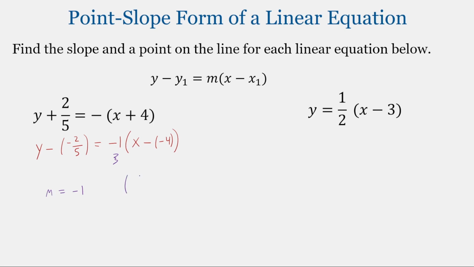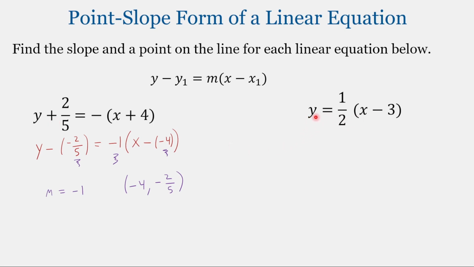And then looking at the ordered pair, we have x minus negative 4. So the x-coordinate value is negative 4, and the y-coordinate value is negative 2/5. So for this equation, we have addition of a positive for both coordinates, so both coordinate values end up being negative. Because when we subtract these negative values, y minus y sub 1, x minus x sub 1, they become addition.